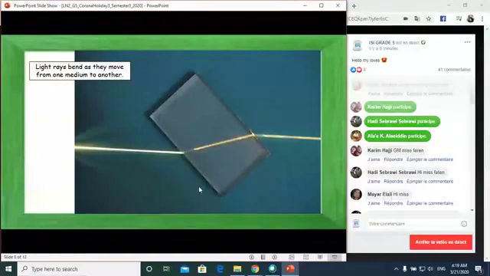Now we'll talk about refraction. Refraction means we're talking about transparent media like glass, water, the air. So light can pass through these three media but at a different speed.